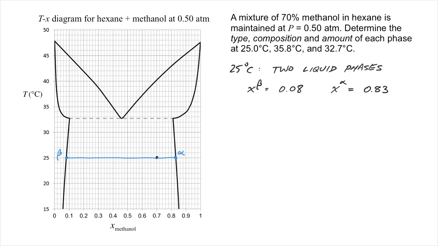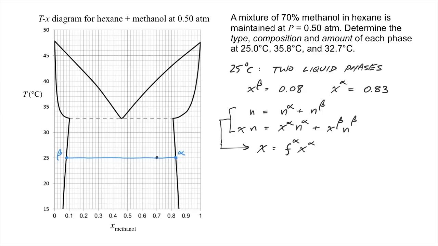To get the amount of each phase present in the system, we can write a balance statement for the total moles, n, as well as the moles of methanol, which is x times n. Rearranging, we see that the overall mole fraction of methanol, x, in the system can be expressed as a weighted average of methanol mole fraction in the two phases, x alpha and x beta. The weighting factor in this case is f alpha, the fraction of the total system moles that are in phase alpha versus phase beta. Note that f alpha is exactly analogous to the idea of quality in a gas-liquid mixture. We just don't call it quality in this case, because both phases are liquids, but it is conceptually the same thing.